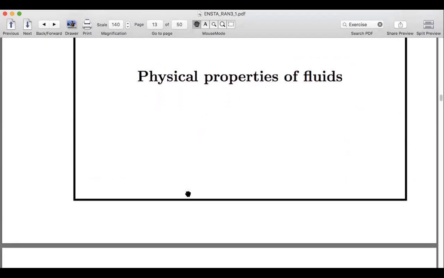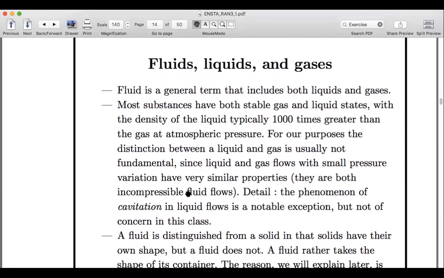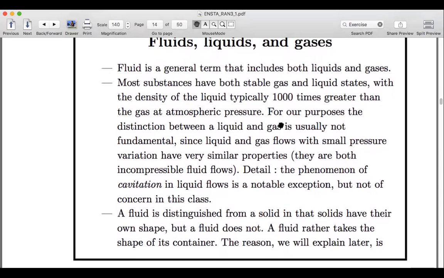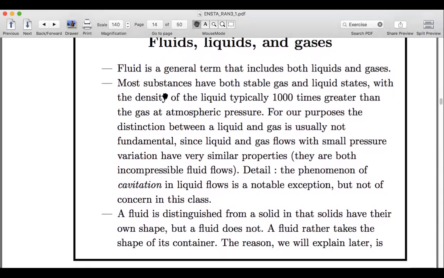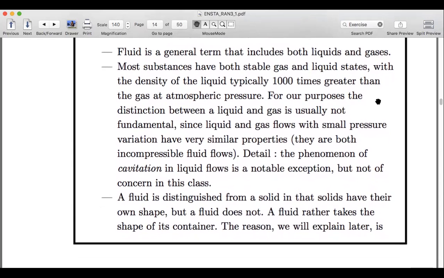Okay, so let's move on to a description of the physical properties of fluids, by which I mean both liquids and gases. Most substances have stable states as a gas or liquid if the pressure and temperature are correct, and the density of the liquid is typically 1,000 times greater than the gas density at atmospheric pressure.